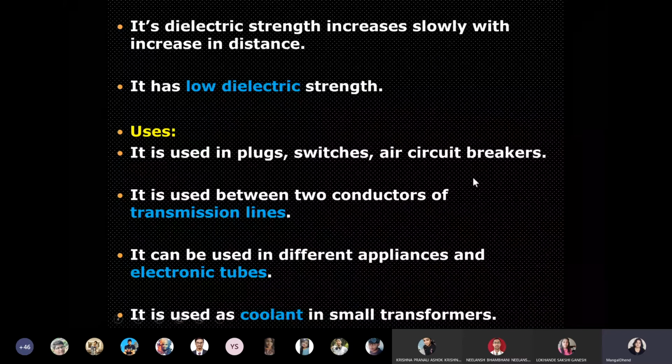Switches, air circuit breakers. When you use the switch, you can just see that air is used. Circuit breakers also use it. Then it is used between two conductors of transmission lines. It can be used in different appliances and electronic tubes also. If you see tubes or lamps also, air is used there. It is used as a coolant in small transformers. I already told you how it works as a coolant.